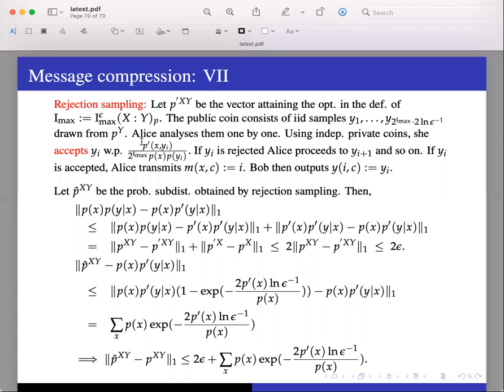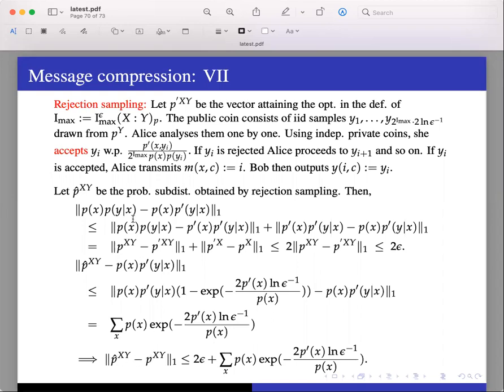Don't you want to find the difference between pxy and p prime xy? Because ultimately you want to bound the ratio between p prime x and p x, right? No. Ultimately, I want to say that the probability distribution obtained by rejection sampling is close to the original probability. So I want to prove something like this. Okay. So this is a subdistribution, then I'll make it into a distribution, but that just causes a minor amount of damage. Okay, but essentially this is what I want to prove.